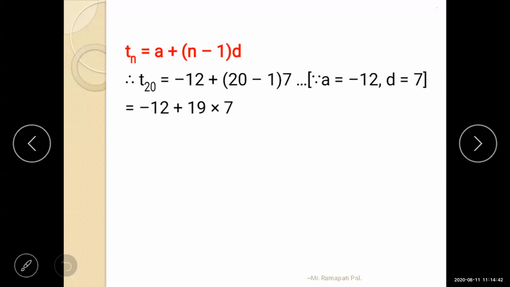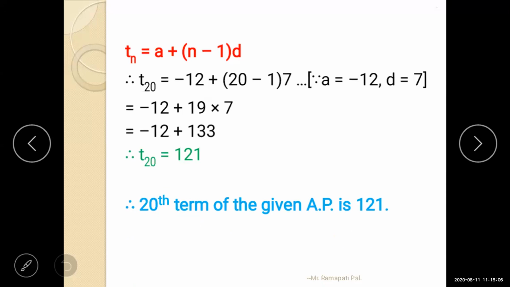So minus 12 plus 19 into 7. Minus 12 plus 133. So T20 is equal to 121. Therefore, the 20th term of the given AP is 121. Okay.